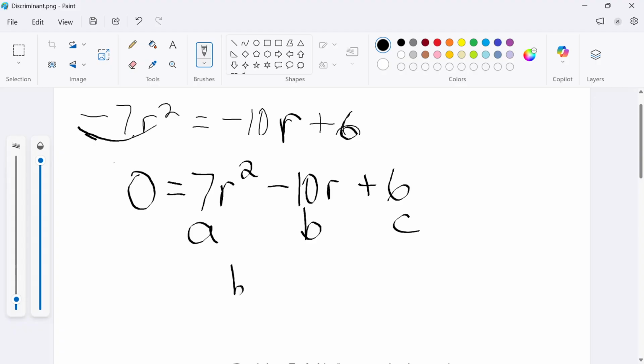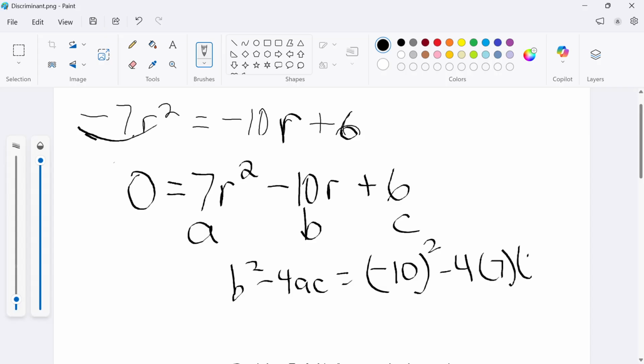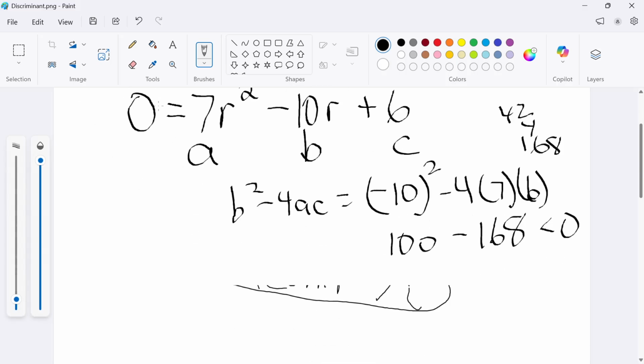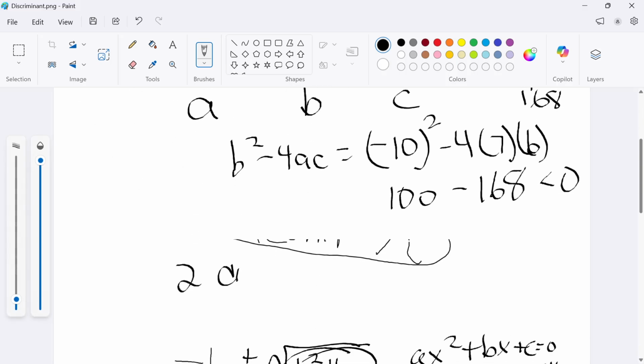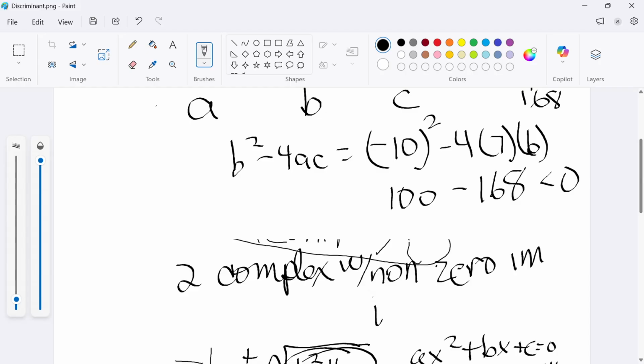The discriminant is b squared minus 4ac, which equals negative 10 squared minus 4 times 7 times 6. 7 times 6 is 42. 42 times 4 is 168. Negative 10 squared is 100 minus 168. That's less than 0. That means there are two complex solutions with non-zero imaginary component. In other words, there's an i in there.